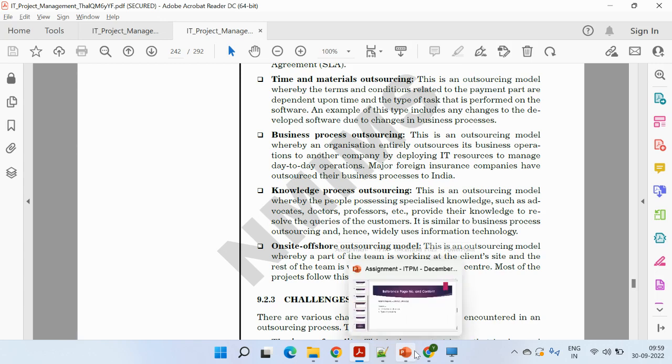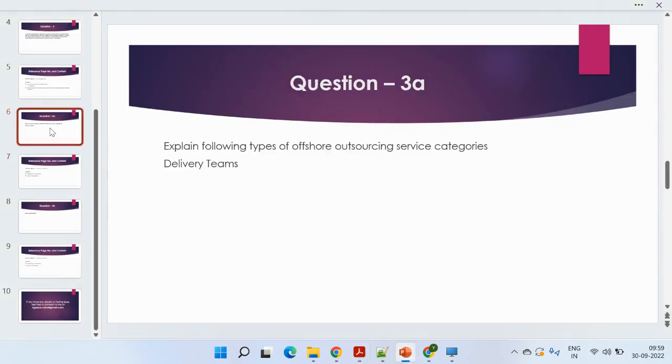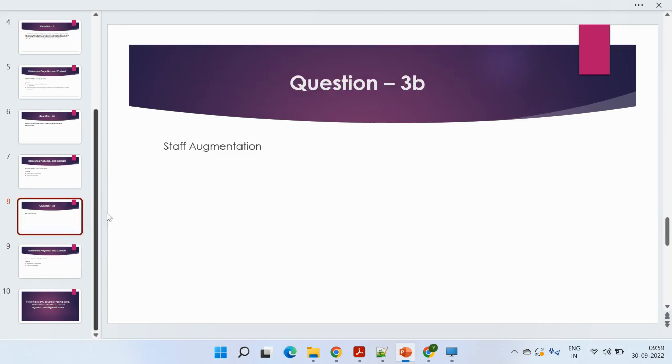Now comes a question that we need to talk about: the delivery teams. We have already discussed how the delivery teams come into the picture. Delivery teams are at the offshore level and at the on-site level, and the development team is at the offshore level. So it's an offshore on-site model. The delivery teams part is pretty much clear. The second part is staff augmentation. Staff augmentation is simply when you are hiring third-party resources just for a stipulated time period.